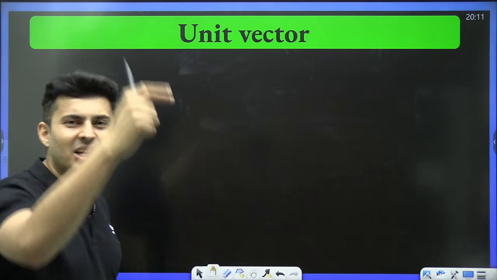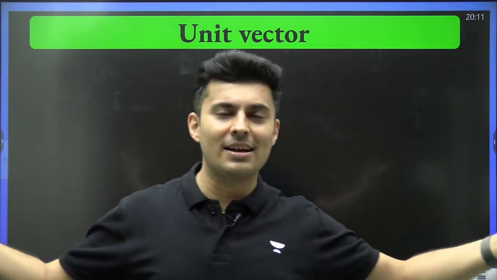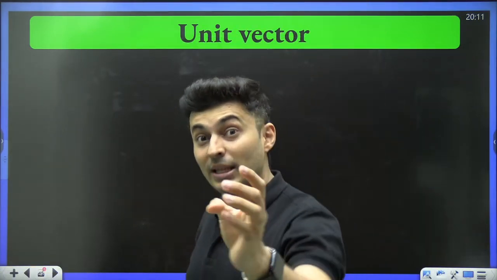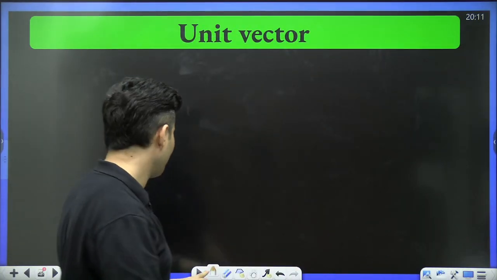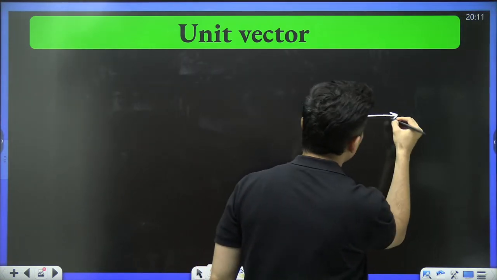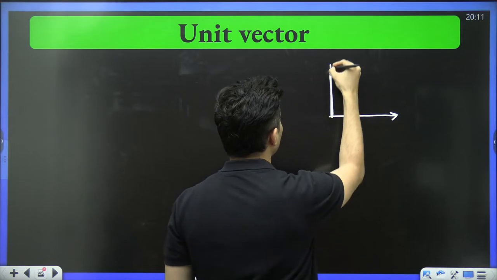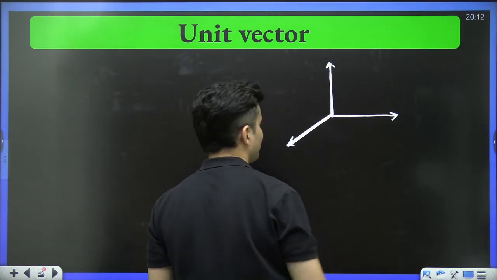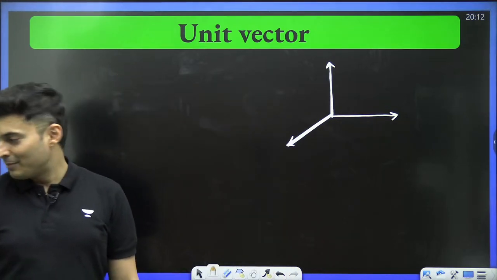Now there are special unit vectors. Like in every class, you always have these special people, right? Special favorite people. Like that, there are special unit vectors. Guys, do you know the name of those special students in unit vectors? Do you know the special name of the unit vector? Come on, what are their names?